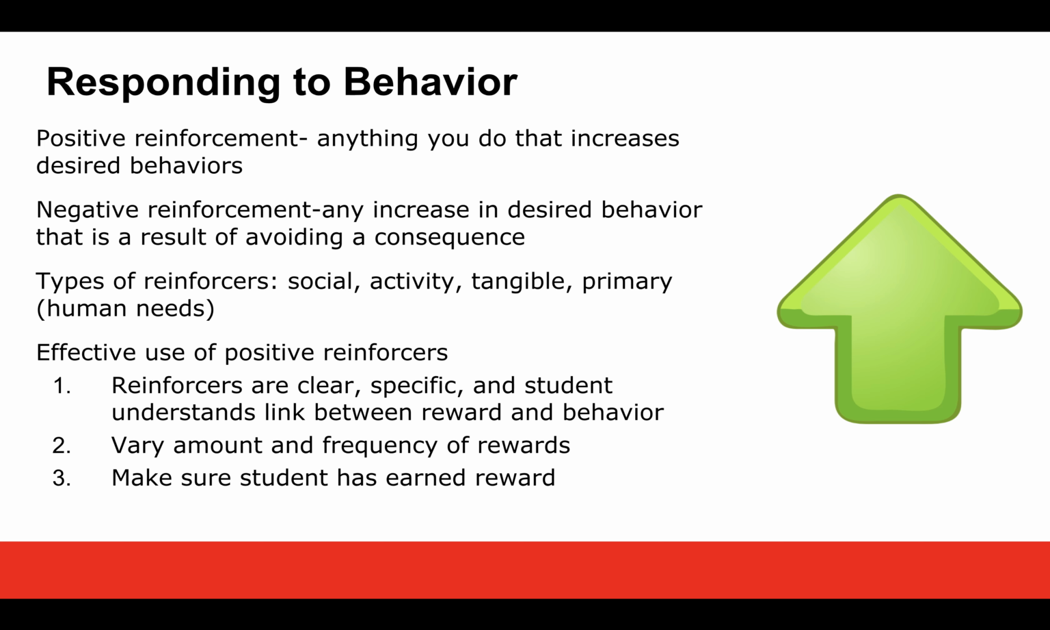So when you use positive reinforcers effectively, you make sure that they are clear, specific, and students understand the link between the reward and the behavior. If your students don't understand the link between the reward and the behavior, your intervention is sort of useless, okay? You want to make sure that you vary the amount and the frequency of the reward. So this is called varied reinforcement or variable reinforcement because you don't want to give them a chance to get used to the pattern in which they're reinforced. And then you want to make sure that the student has earned the reward. So you don't want to start giving reinforcement for a behavior that does not actually match the requirements.